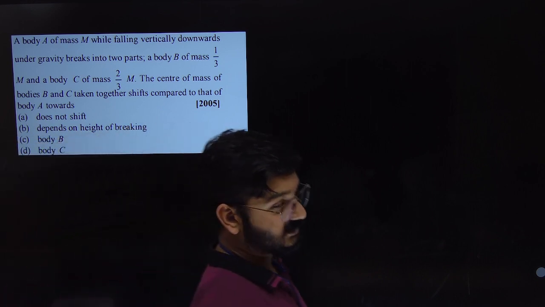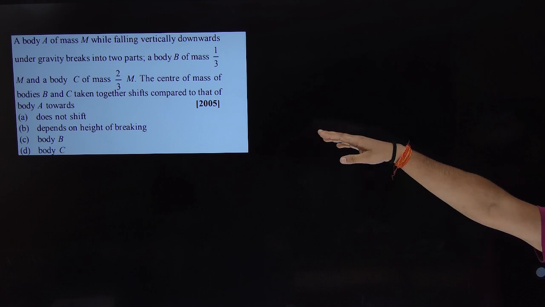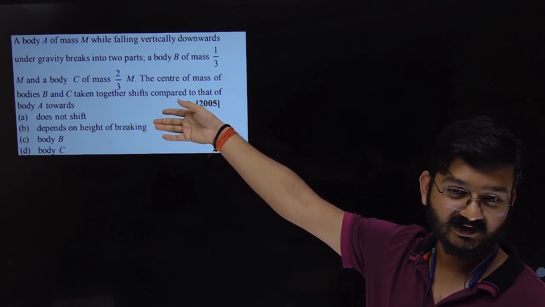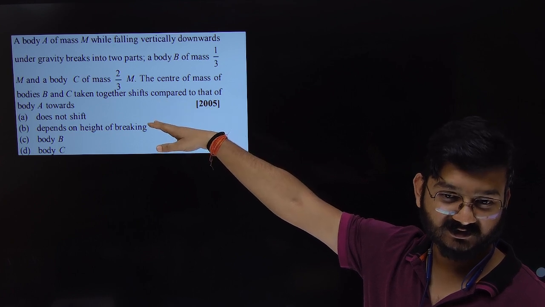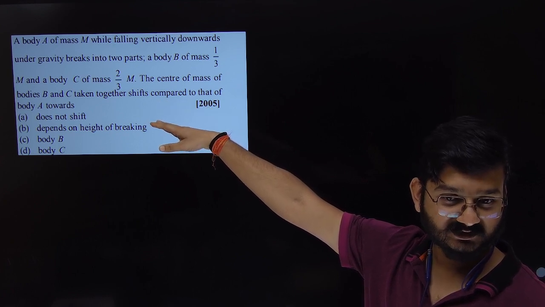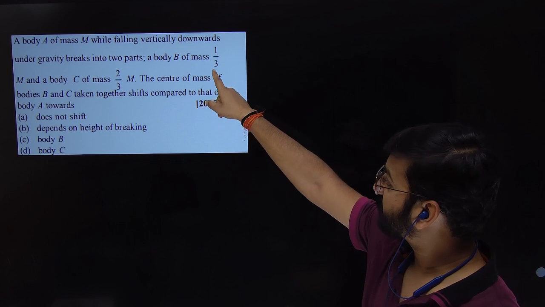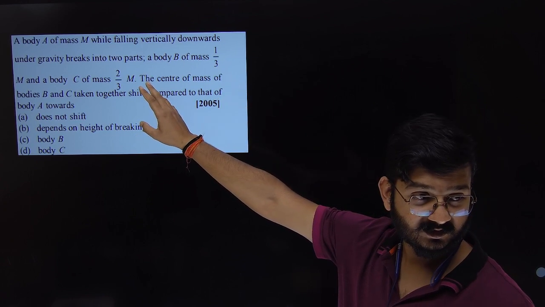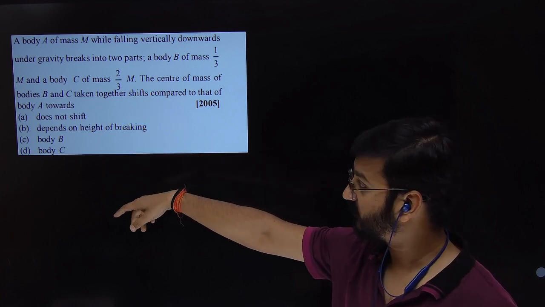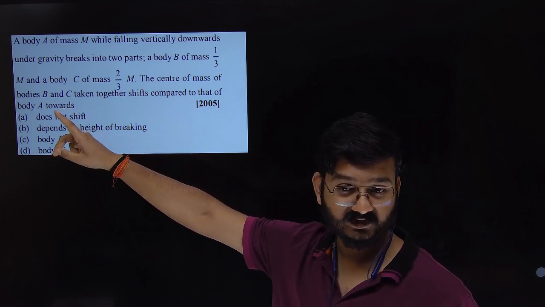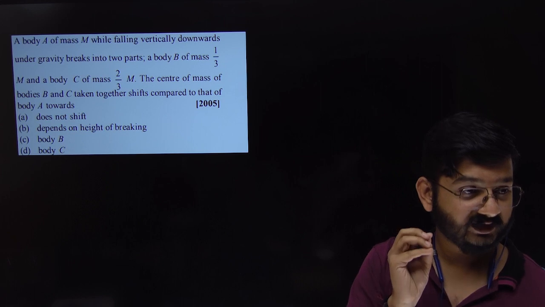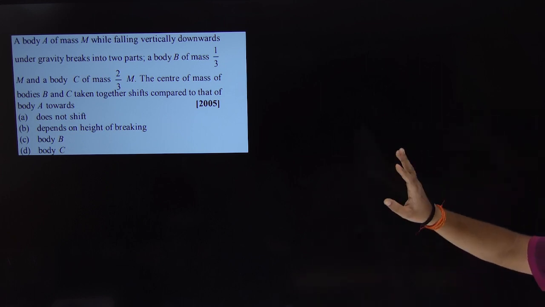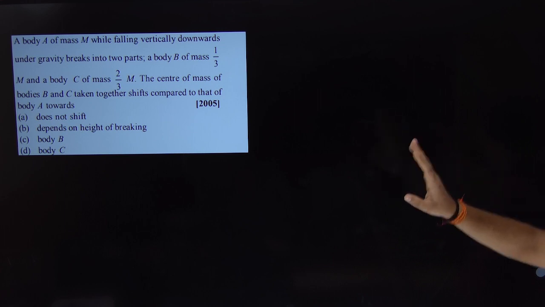So what will be the answer for this? No need to solve. Just tell me the answer. I already explained this. Doesn't shift. We discussed this. If an object explodes in the air, does the position of center of mass change? No. So it explodes into two parts, m by 3 and 2m by 3. Will the center of mass position change? No. So which option? Doesn't shift. In an explosion, the position of center of mass will not change. I hope that there's no problem in this. We'll move to the next question.